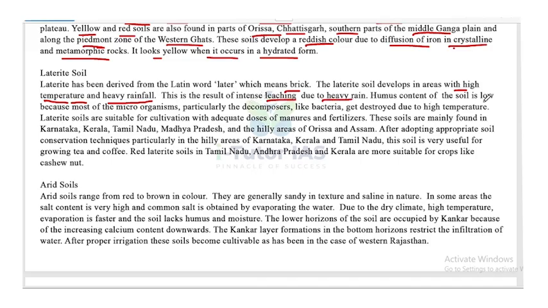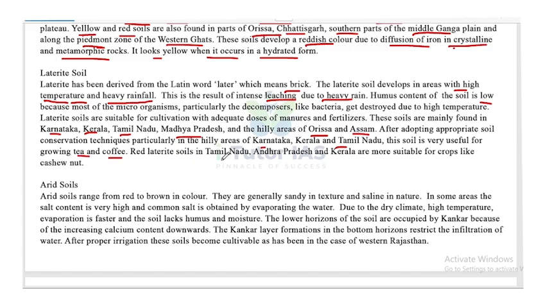Humus content of the soil is low because most of the microorganisms, particularly the decomposers like bacteria, get destroyed due to the high temperature. So laterite soils are suitable for cultivation with adequate doses of manure and fertilizers. These soils are mainly found in Karnataka, Kerala, Tamil Nadu, Madhya Pradesh and the hilly areas of Orissa and Assam. After adopting appropriate soil conservation techniques, particularly in the hilly areas of Karnataka, Kerala and Tamil Nadu, this soil is very useful for growing tea and coffee.